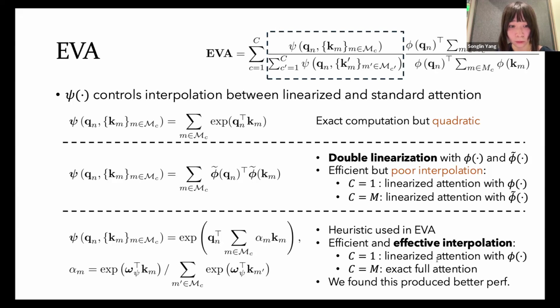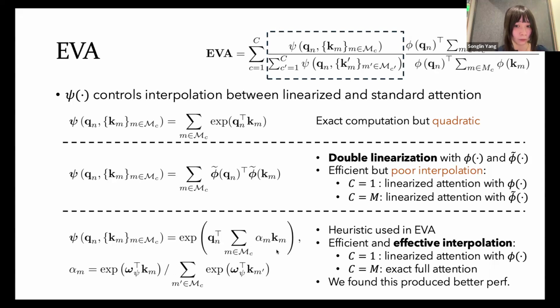So the third option, which we use in our experiments and which is also proposed in the original EVA work, is based on a very simple heuristic. Instead of trying to calculate feature function approximations, it just calculates the exponential dot product.